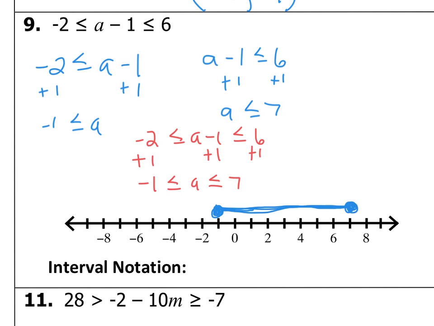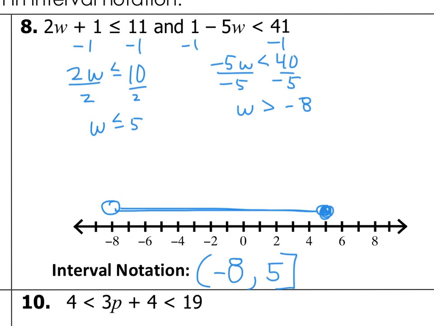So by keeping it together, it makes it a little bit easier so that you end up with a solution that looks just like your graph. All right, then finally the interval notation, we have to write the interval notation. So it's a closed circle, so we're going to use the square bracket, -1, because -1 is part of the solution set. And then the upper value is 7, and it's also included, so it gets the square bracket.